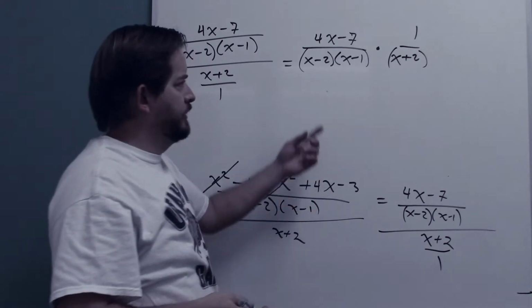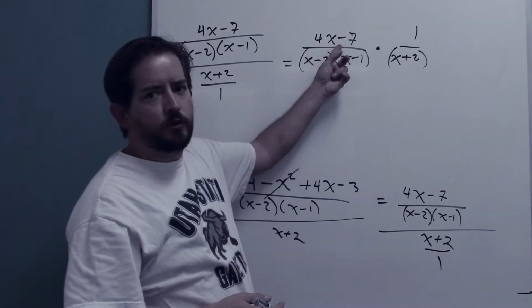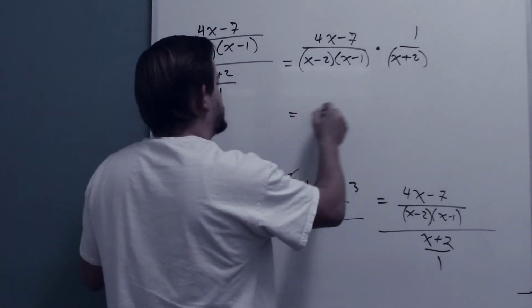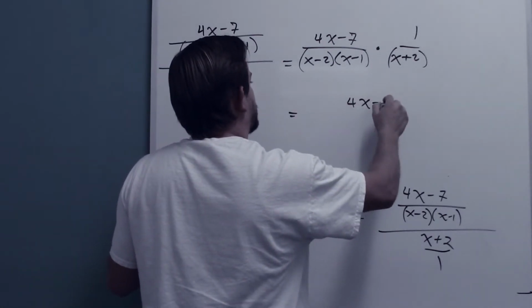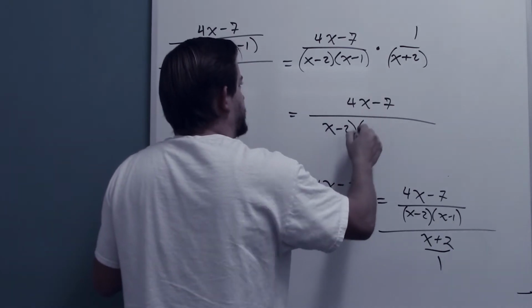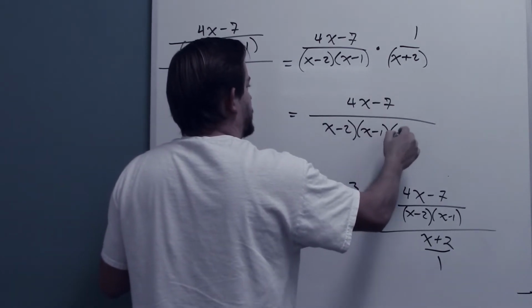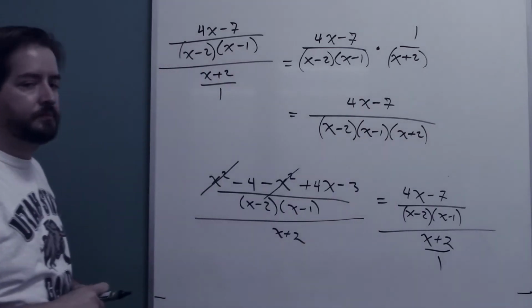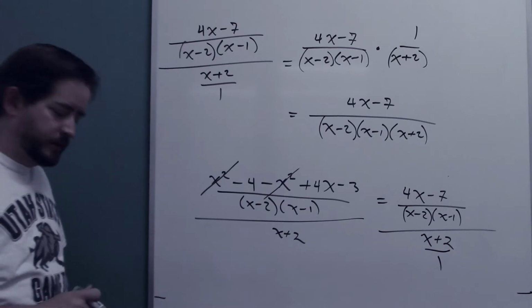And now that I'm multiplying, there's nothing to simplify. 4x minus 7 is not going to simplify with any of these. So my final answer then is just 4x minus 7 over the 3 factors of x minus 2, x minus 1, and x plus 2. And that's it.